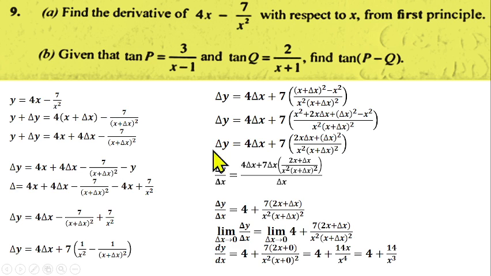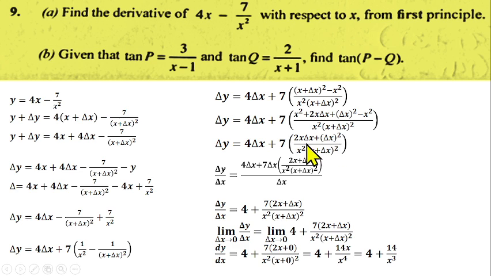Then from there you can divide both sides by change in x. Put divide both sides by change in x. So you have change in y over change in x equals 4 change in x plus 7 change in x. How do we get this? How do we get change in x here?